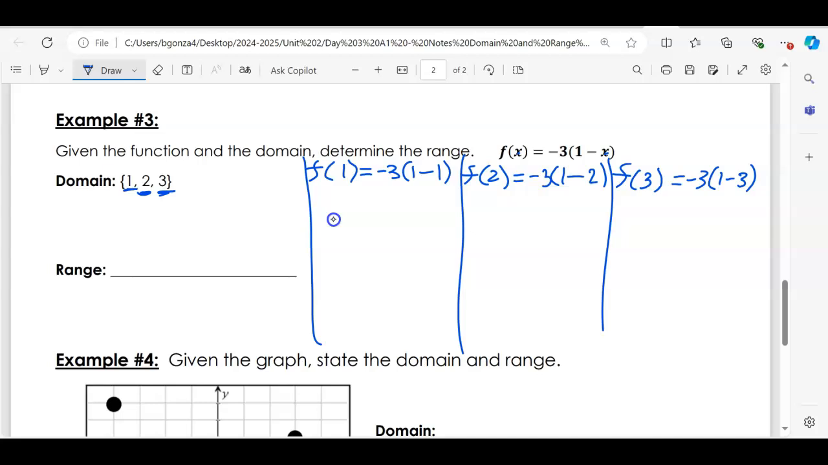P for parentheses. Inside the parentheses here, what is 1 minus 1? 0. So really, this is going to be -3 times 0. What is -3 times 0? Or any number times 0? 0. Cool? Okay, f of 2. What's P for parentheses? What's 1 minus 2? -1. All right. 1 minus 2 is -1. So what's -3 times -1?